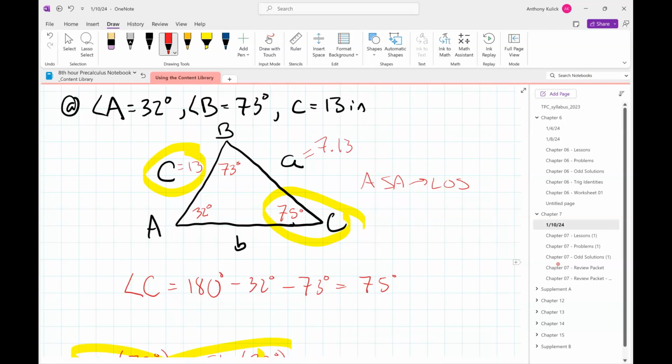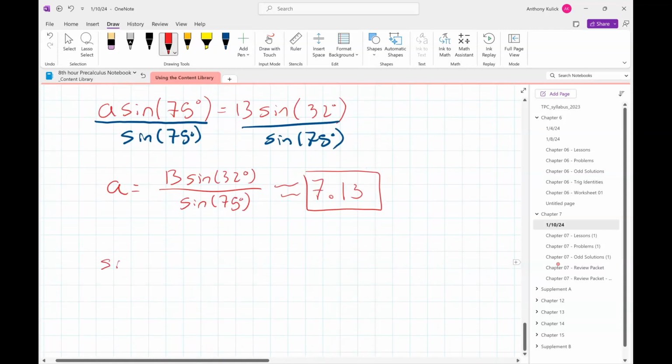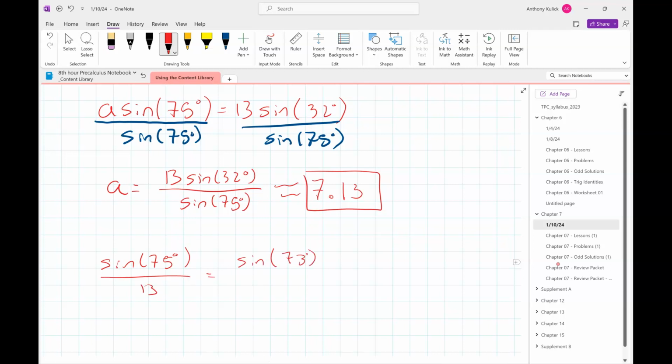To solve for side B, we can just use the Pythagorean theorem, right? Why not? It's not a right triangle. Oh, yeah. Okay. So what should I do to solve for side B? Same thing, right? So we'll do sine of 75 over 13 equals sine of angle B, 73, over little b.